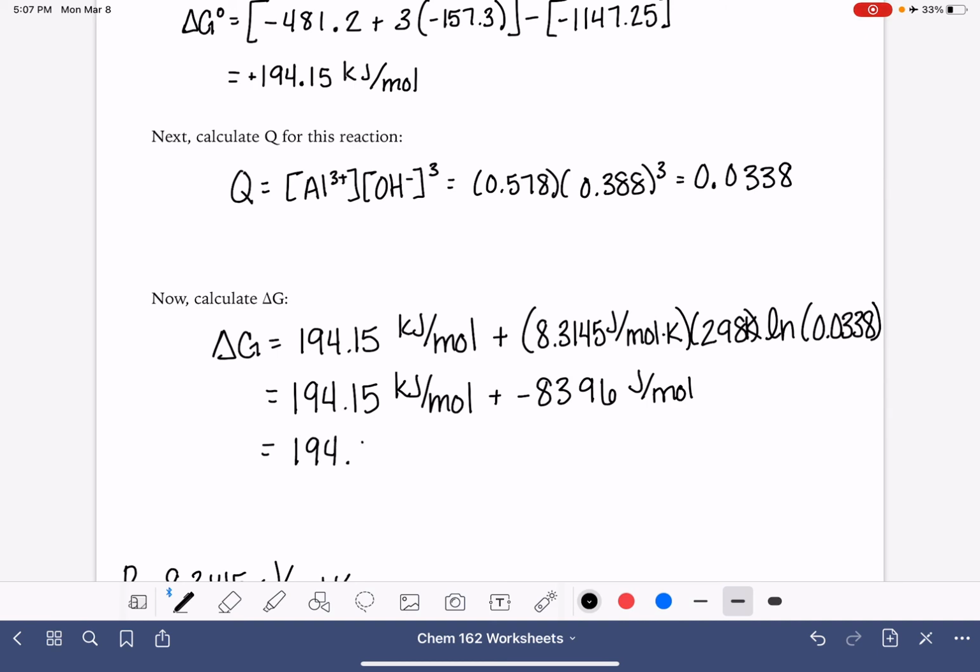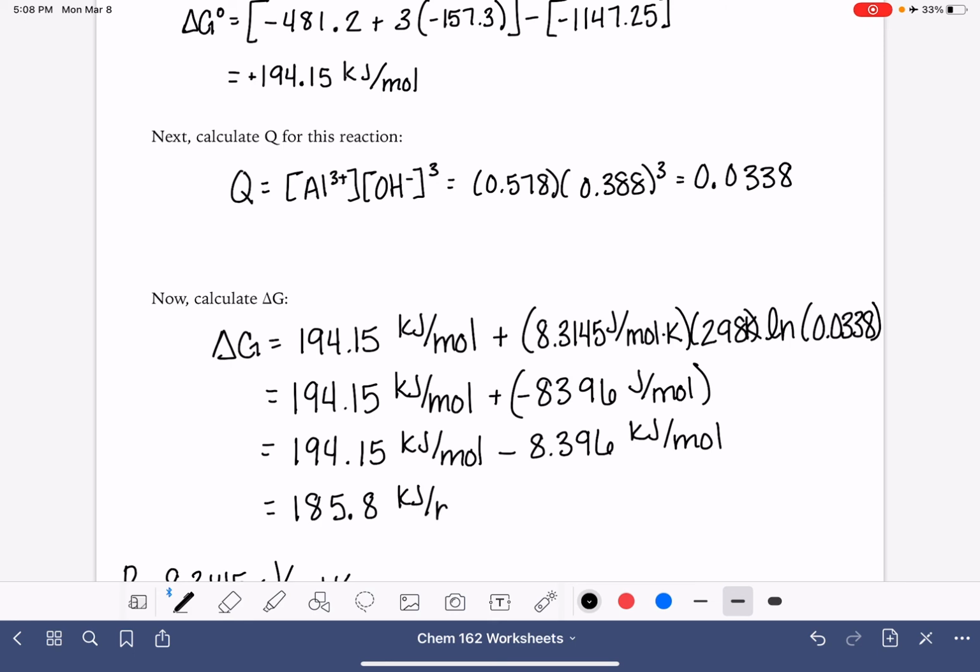194.15 kilojoules per mole minus 8.396 kilojoules per mole. And we are going to get, not a huge difference, 185.8 kilojoules per mole.